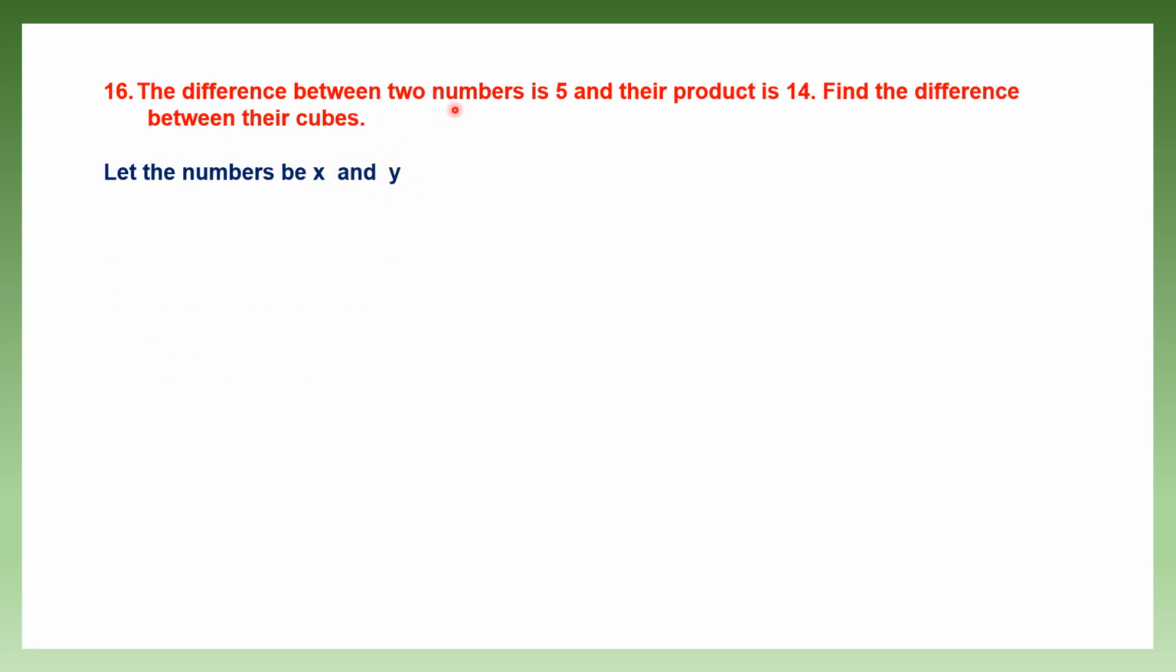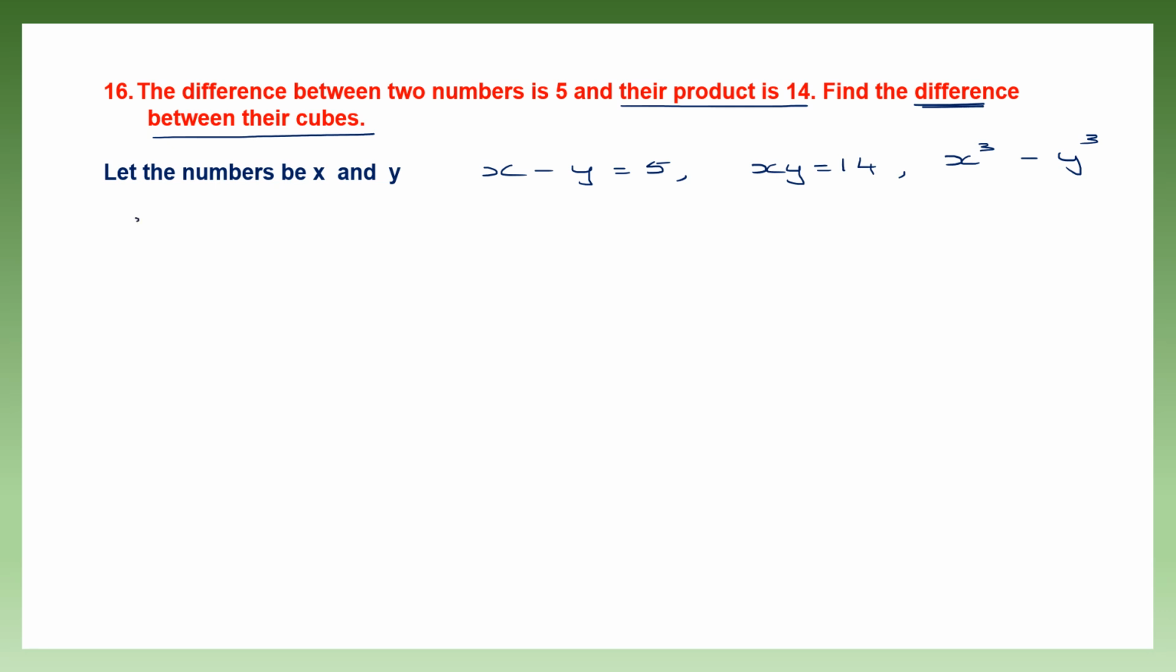And the difference between them is 5. That means x minus y is equal to 5. Difference is 5 and the product is 14. Product means x into y. xy is 14. Now we have to find the difference between their cubes. That means we have to find x cube minus y cube. So this is given to us, this is given to us. We have to find x cube minus y cube.